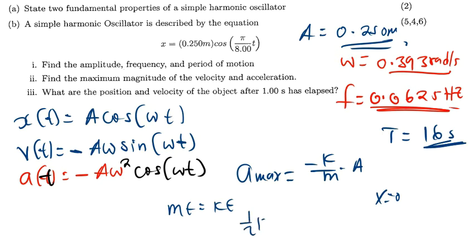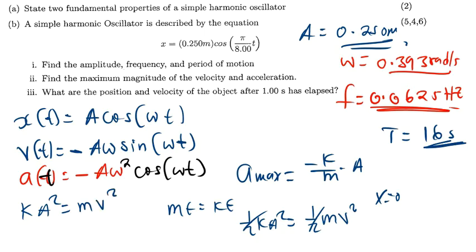Half ka squared is equal to half mv squared. Okay, yes, so I can cancel half. I'll end up having ka squared is equal to mv squared. Divide both sides by m. So I'll end up having v squared equal to ka squared divided by m.